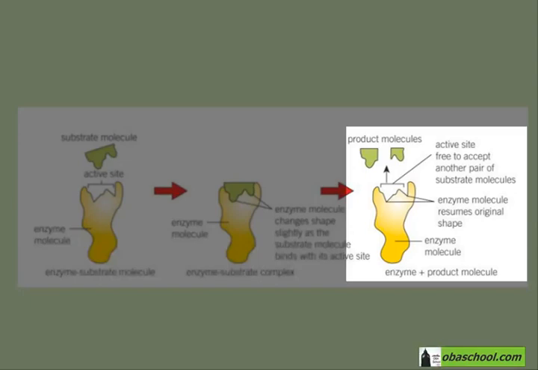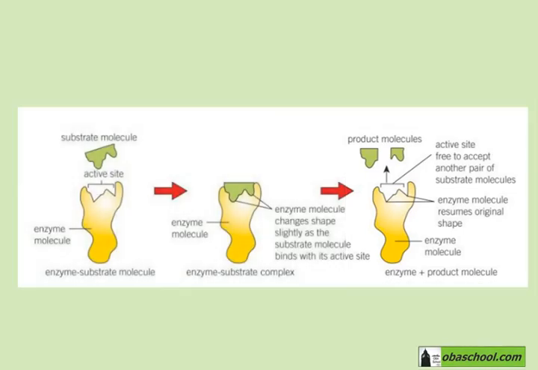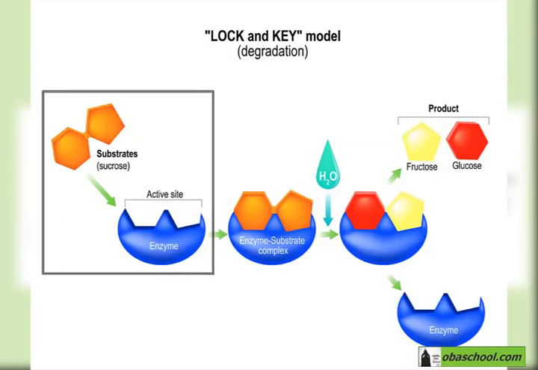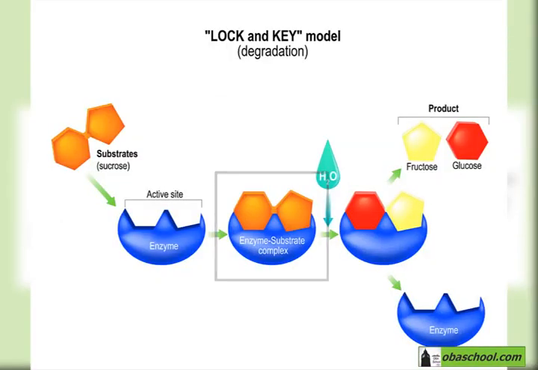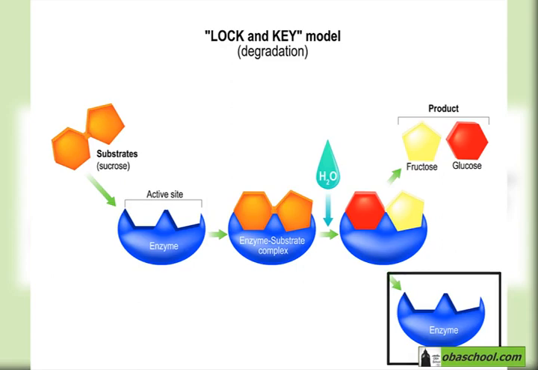The activation energy is lowered enough for the substrate to be able to cross it, and so the substrate turns into the products, and the products leave the active site of the enzyme, and the enzyme goes back to its normal shape. So it starts with enzyme plus substrate, then we have the enzyme-substrate complex, and then we have the enzyme plus the product. And throughout all of this, the enzyme remains unchanged.